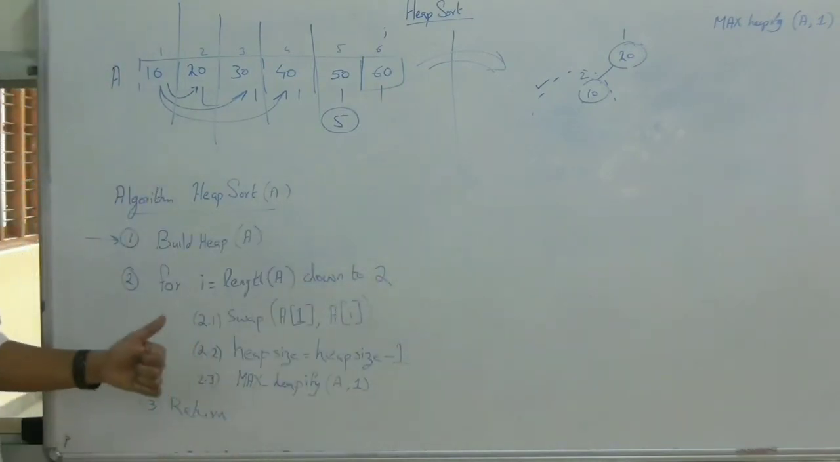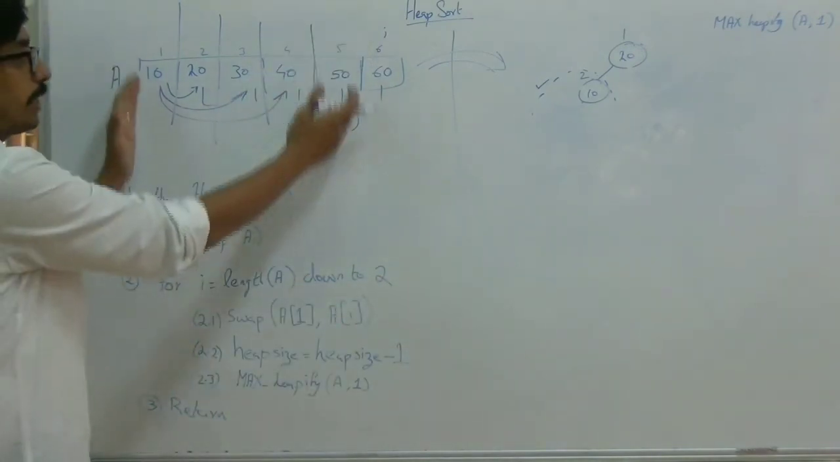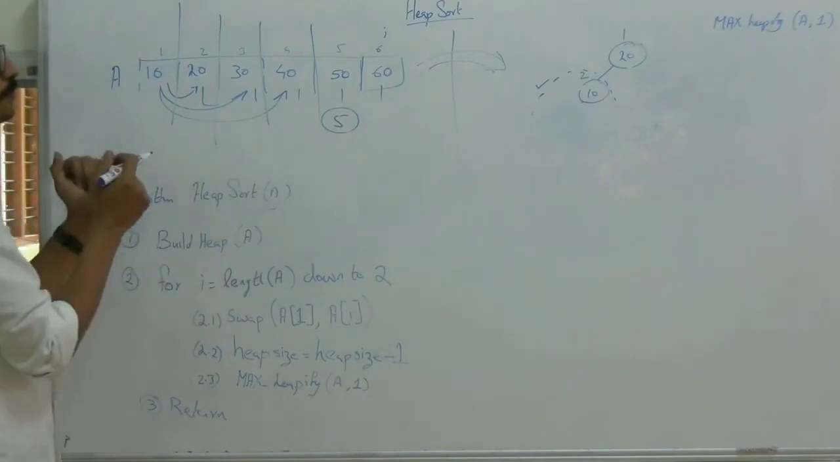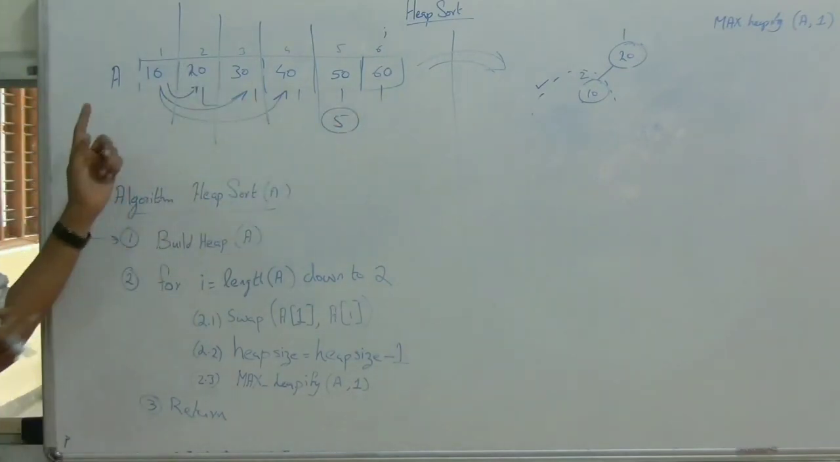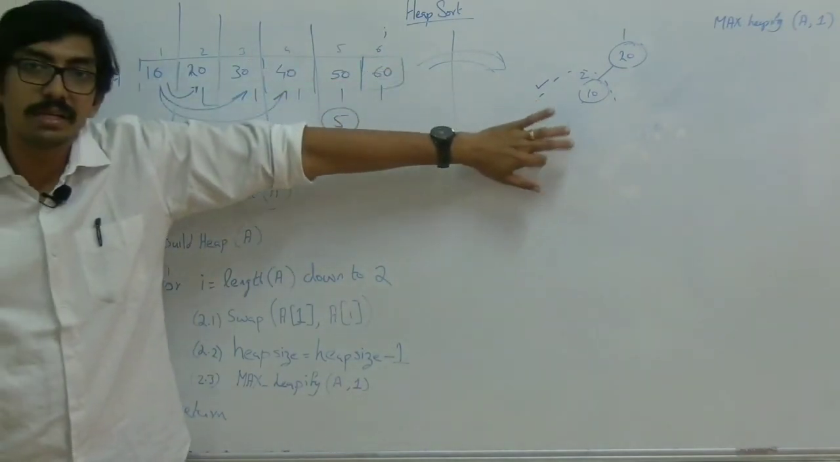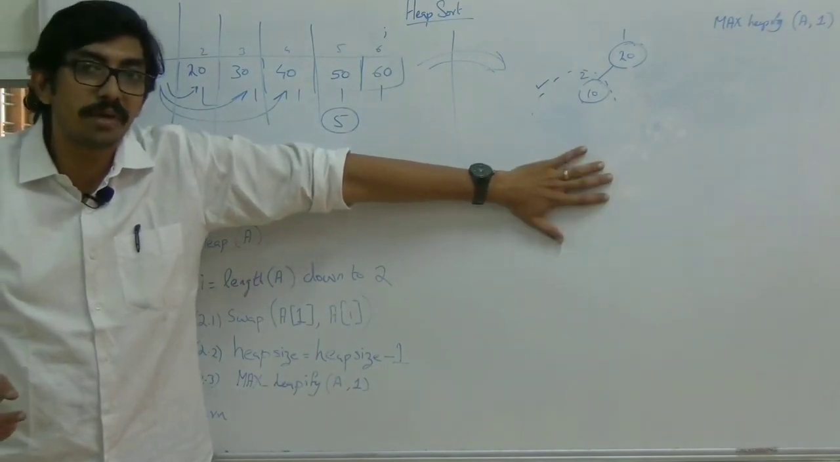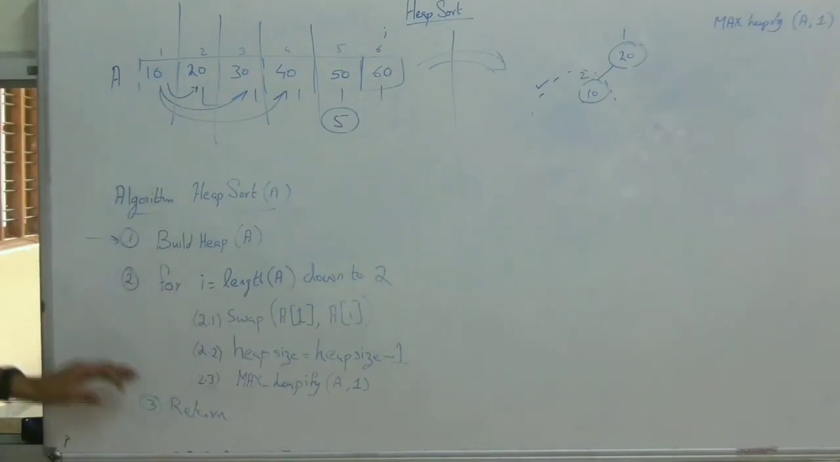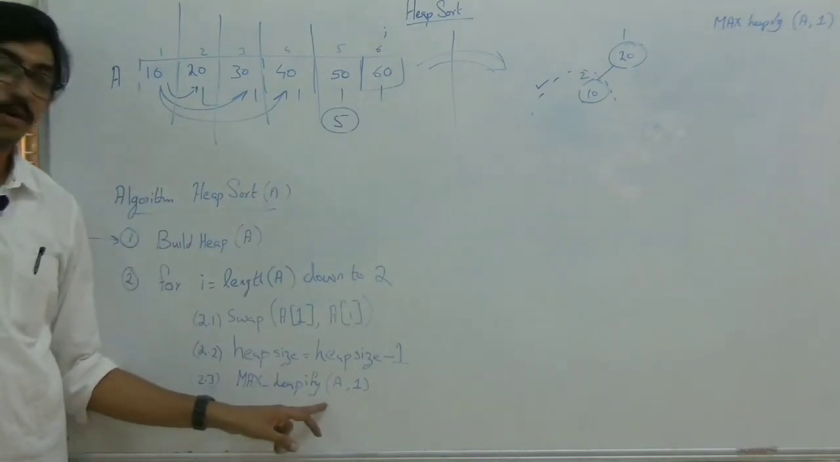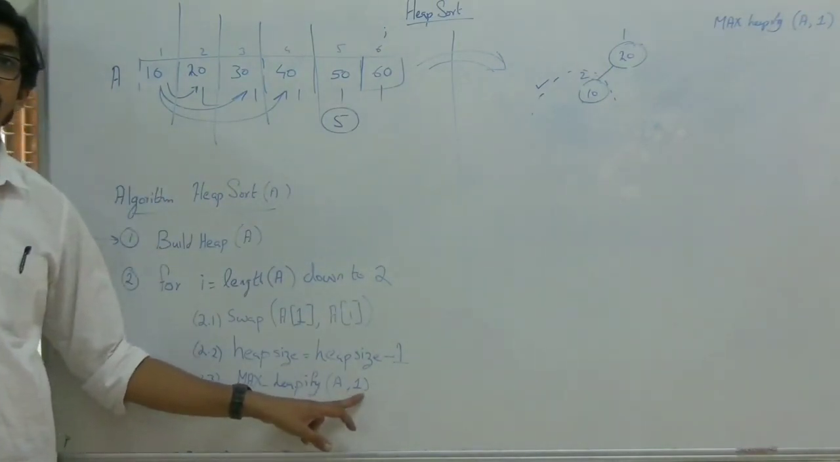Okay. Now you are having 5 elements in consideration, and as you have swapped it with the last position, your first root node is not a max heap anymore. So to convert it into a max heap, what will you call? You will call max heapify of A of 1.